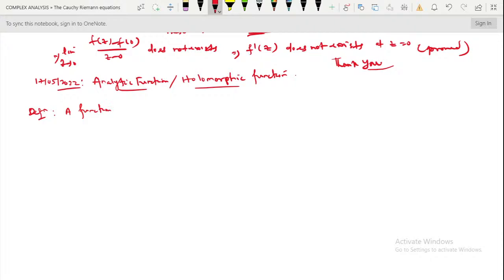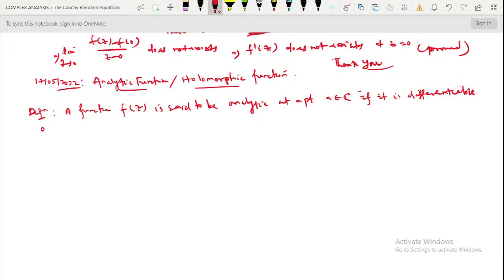A function f of z is said to be analytic at a point A belongs to C if it is differentiable at some neighborhood of A, or in short I can say neighborhood as NBD, at some neighborhood of A.